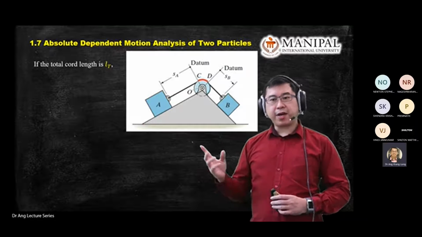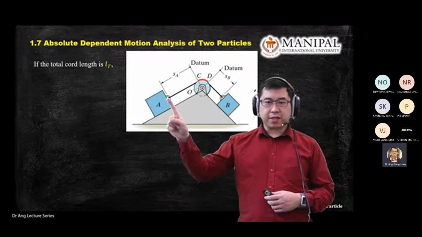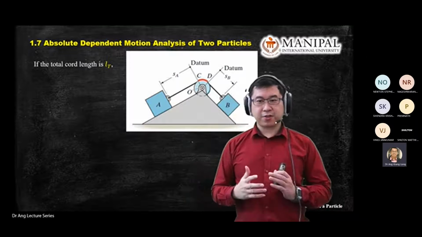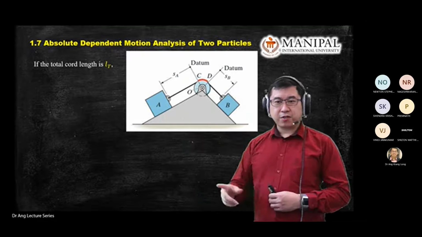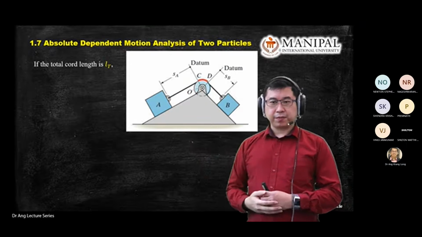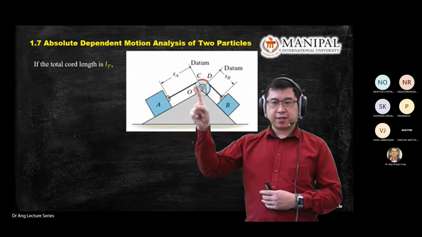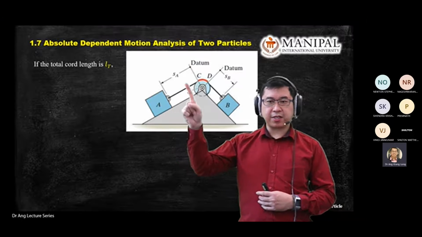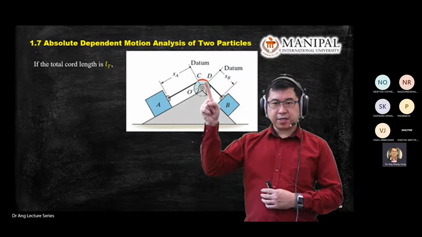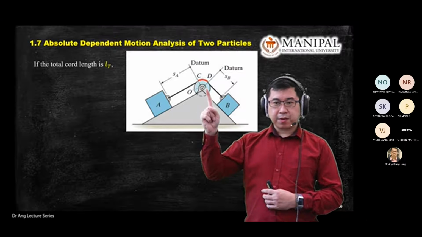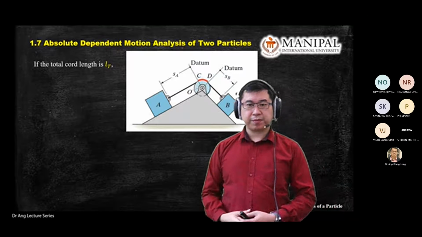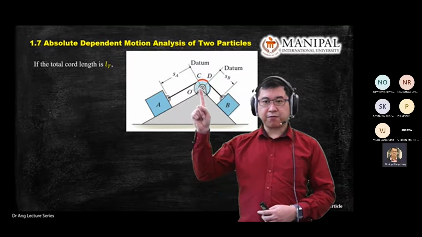So you look at this diagram. This is the cord that you use, right? Are you able to derive the first equation for the total length of your cord? You take SA, or AC, plus CD, plus DB, or your SB, is the total length of the cord.